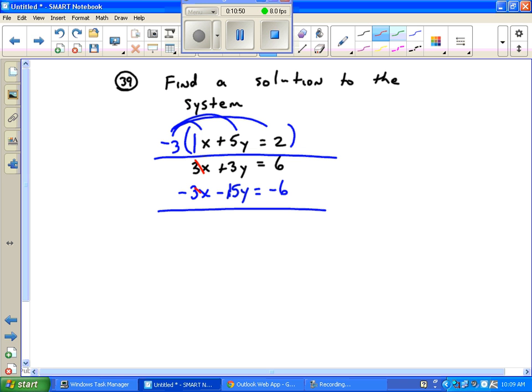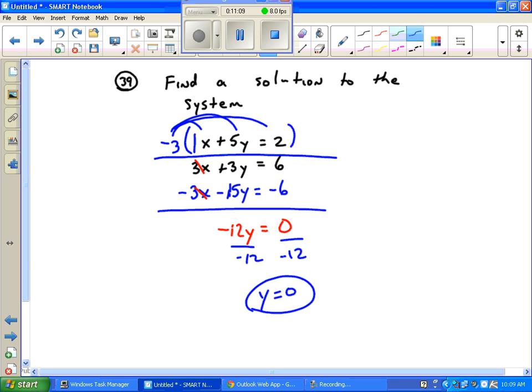Those cancel out and leave us with no x's. So 3y minus 15y is -12y, and 6 minus 6 is 0. So in order to get y by itself, divide by -12. We're dividing 0 by something. It doesn't matter what we're dividing it by. So y's value comes out to be 0.